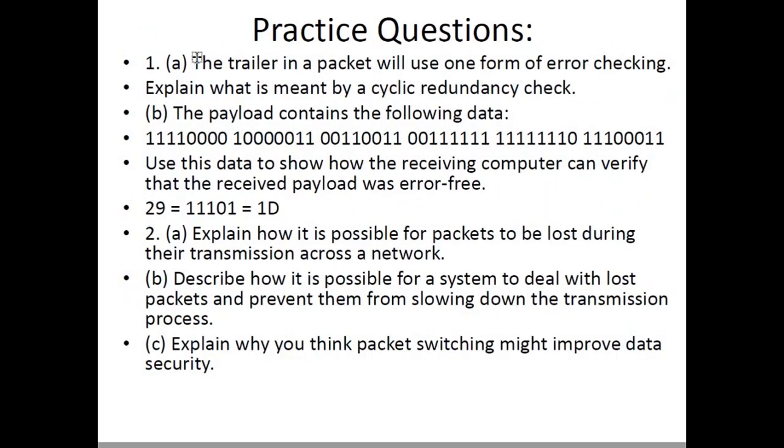Now these are some practice questions. The trailer in a packet will use one form of error checking. Explain what is meant by a CRC, cyclic redundancy check. The payload contains the following data. Use this data to show the receiving computer can verify that the received payload was error free. Okay. And question number two, explain how it is possible for packets to be lost during transmission. Describe how it is possible for a system to deal with lost packets. And explain why you think packet switching might improve data security.